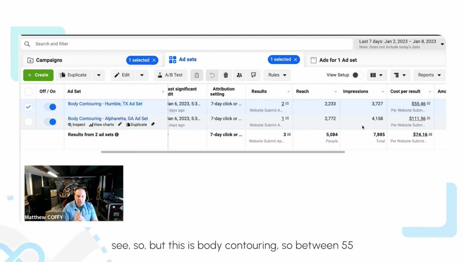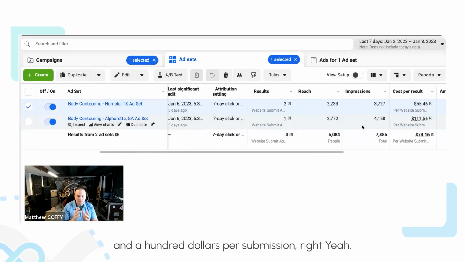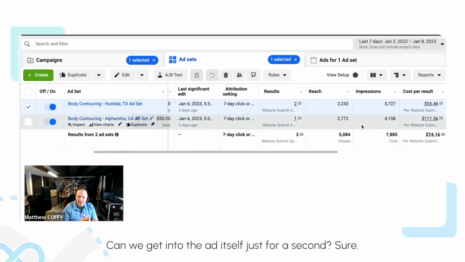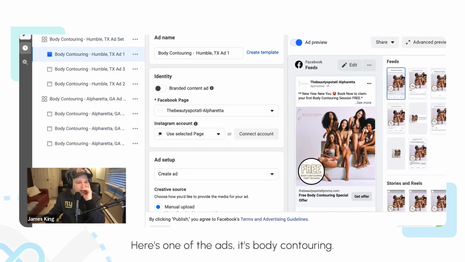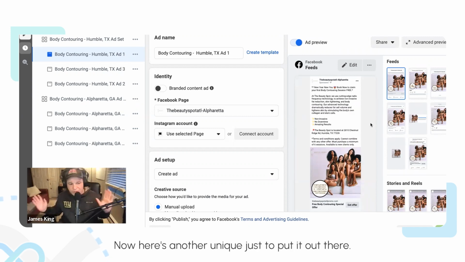So between $55 and $100 per submission, right? Yeah. And what's the package strategy on this? Can we get into the ad itself just for a second? Sure. Here's one of the ads. It's body contouring.